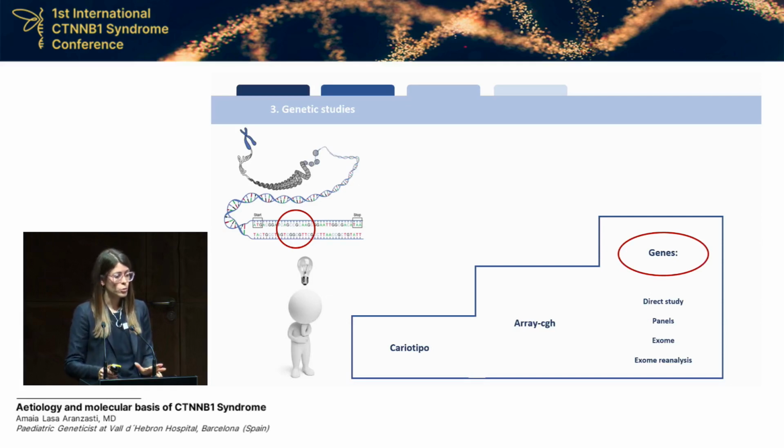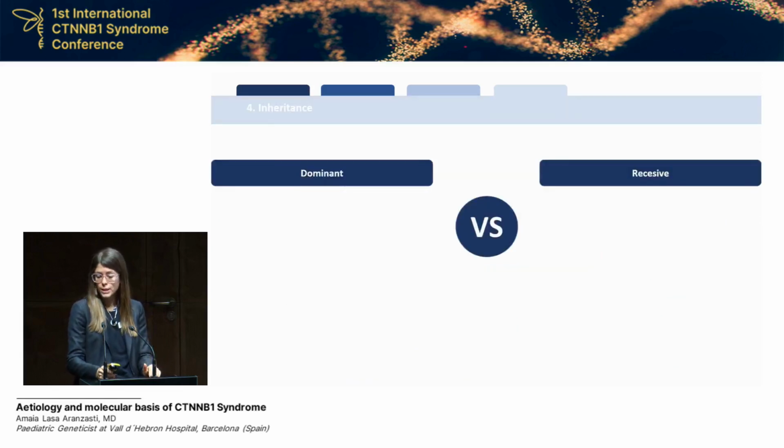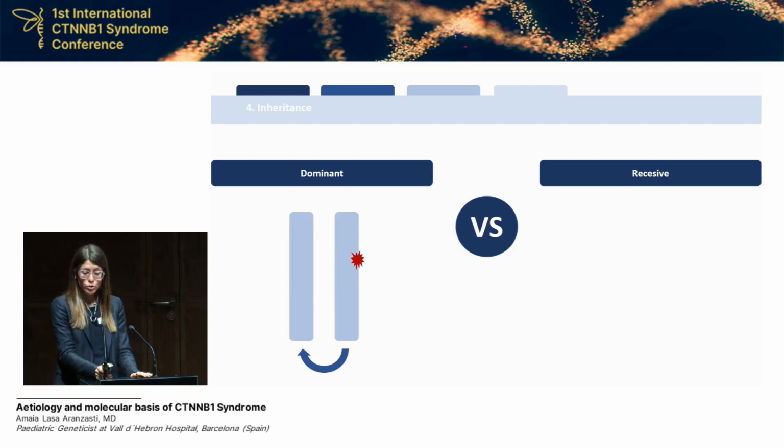Usually we pick panels of several genes that can lead to the same symptoms, and in other areas we do an exoma, which is a study of all known genes. As for how genes are inherited, well, there are dominant, recessive, and sexual chromosomes that we will not deal with today. CTNNB1 is a dominant gene.